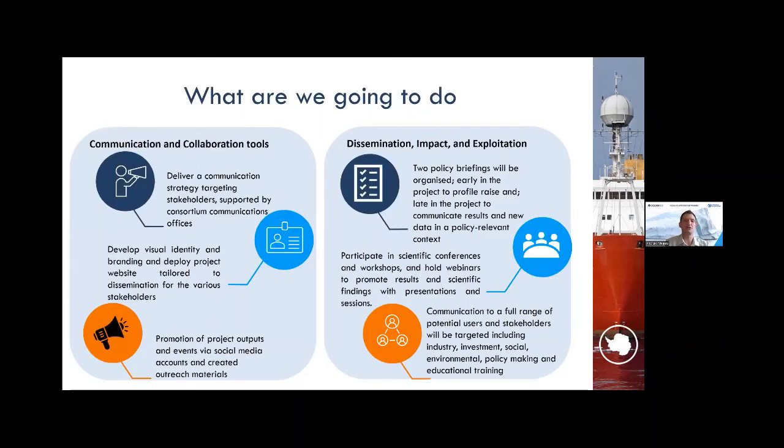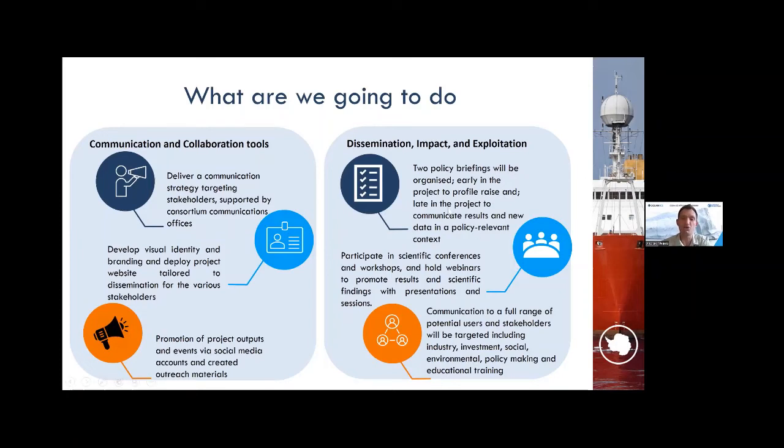And so on the communications and collaboration side, we're going to be delivering a communication strategy, targeting the stakeholders, developing a strong visual identity so people will know that we're Ocean Ice. And there'll be lots of project outputs around social media events and creating outreach materials, not only for specific events, but also more general levels, and aimed at a variety of end stakeholders from schools up to policymakers.